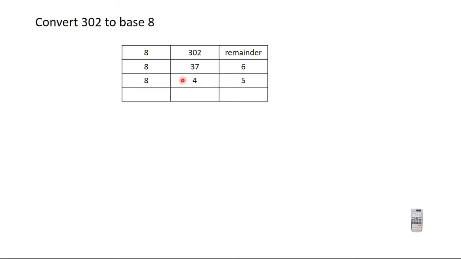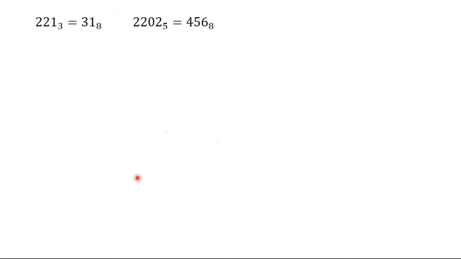Now since 4 is smaller than 8, you write it here as our last number. So we have 4, 5, 6. So if you convert 302 to base 8, you have 456 base 8. So we can say that if you convert 2202 base 5 to base 8, you have 456 base 8. So now we have converted 2213 base 3 to base 8 and we are getting 31 base 8.